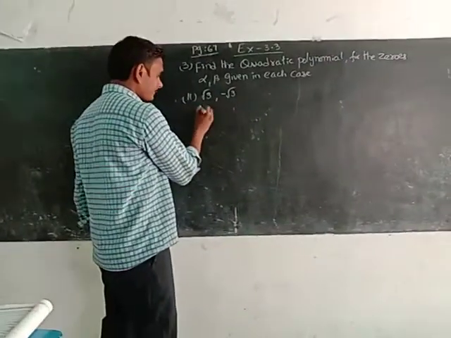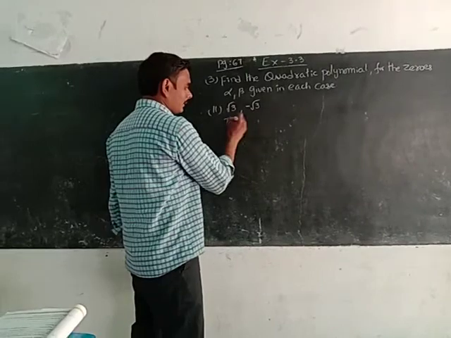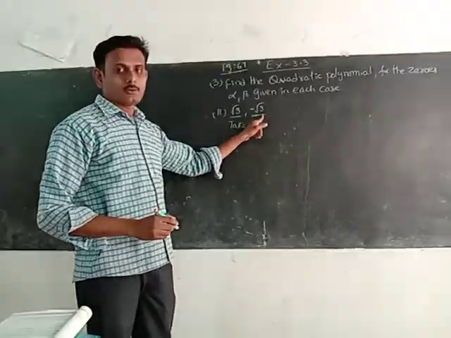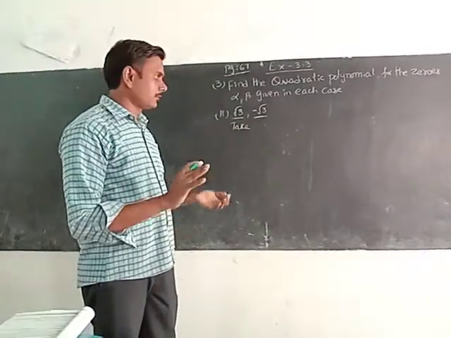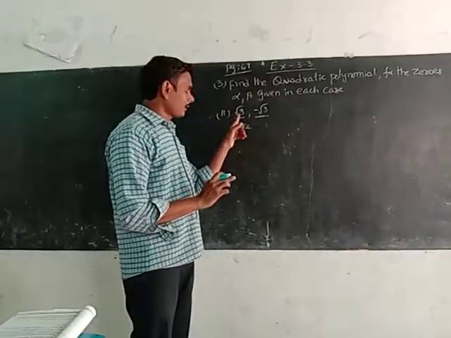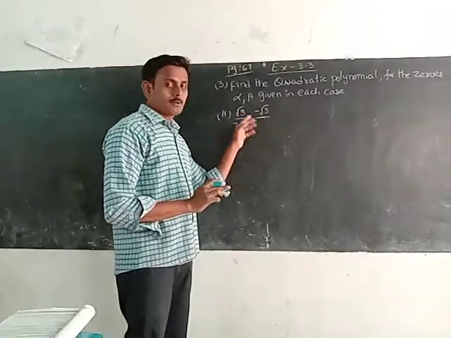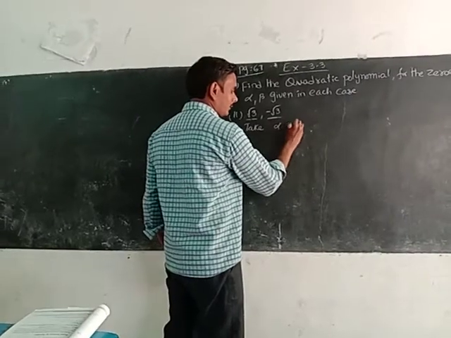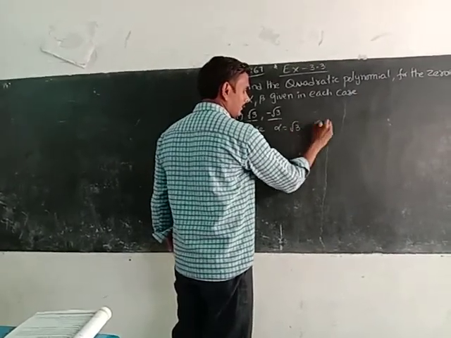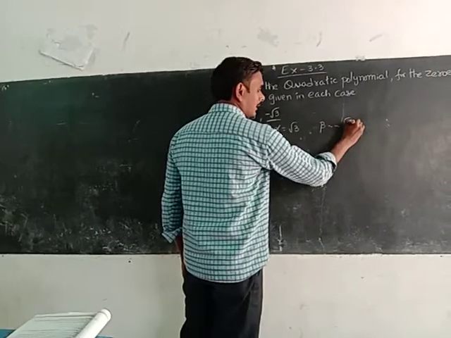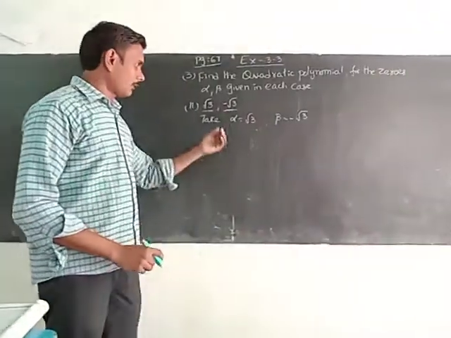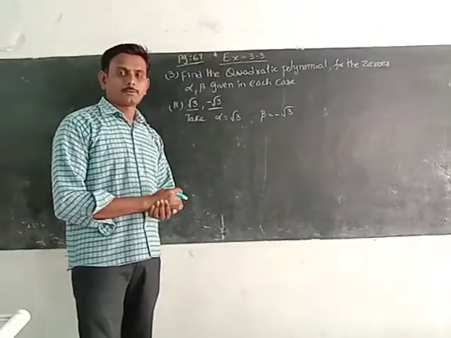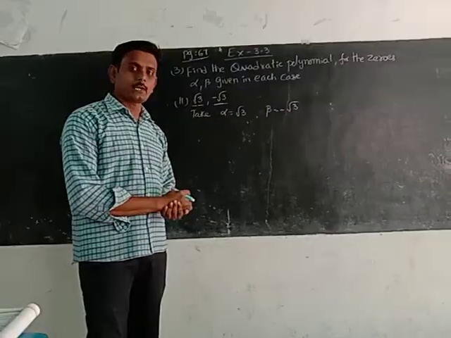Here, take alpha equal to root 3 and beta equal to minus root 3. Two roots, that is, two zeros are given. Roots means zeros only, no need to get confused with that. By using them, we have to prepare the quadratic polynomial. Already we know that if we know the alpha value and beta value, by calculating the sum of zeros and the product of zeros, we can prepare the quadratic polynomial.